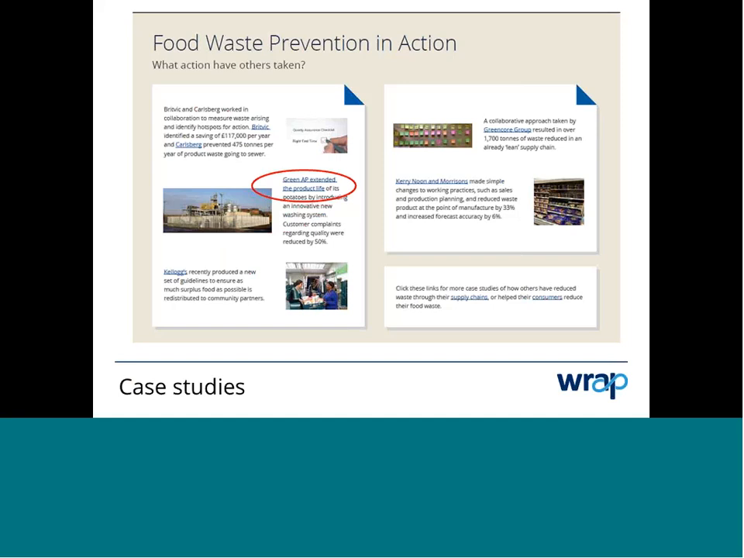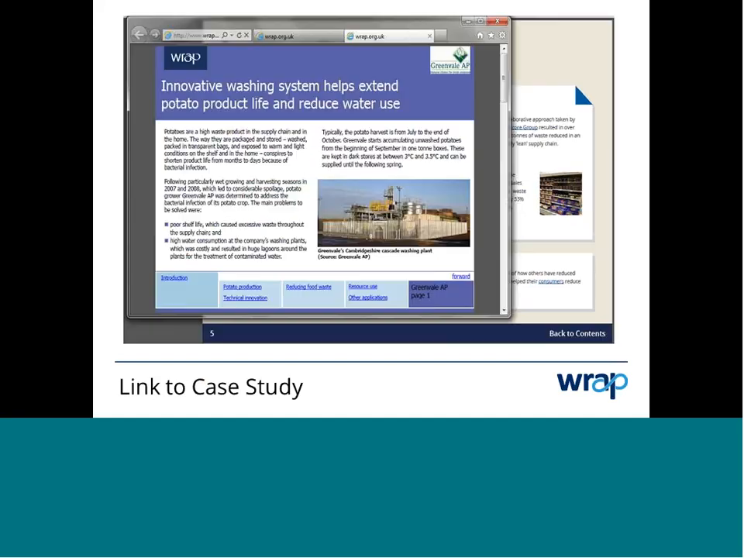So the next section is about food waste prevention in action and gives access to relevant case studies. This slide shows you examples of action taken, which people always seem to find useful, and clicking on the highlighted text in the copy will open up the case study itself. So if you clicked on that highlighted text in the copy, this is what it would look like. And if you want to, you're able to save or print the case study from here and read it at your leisure.